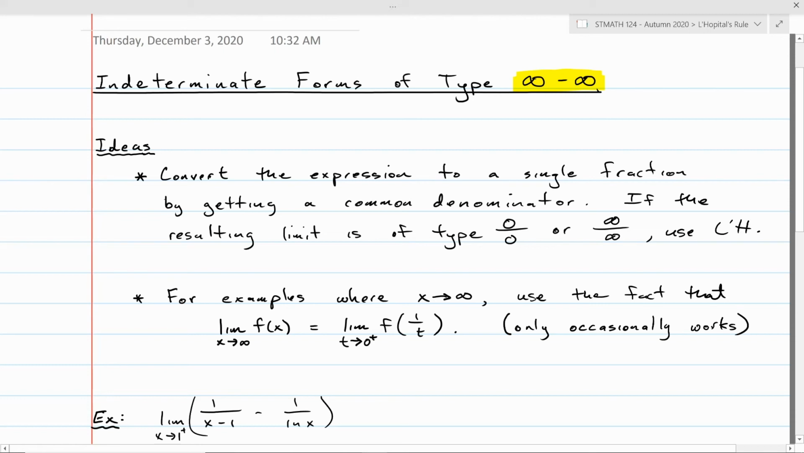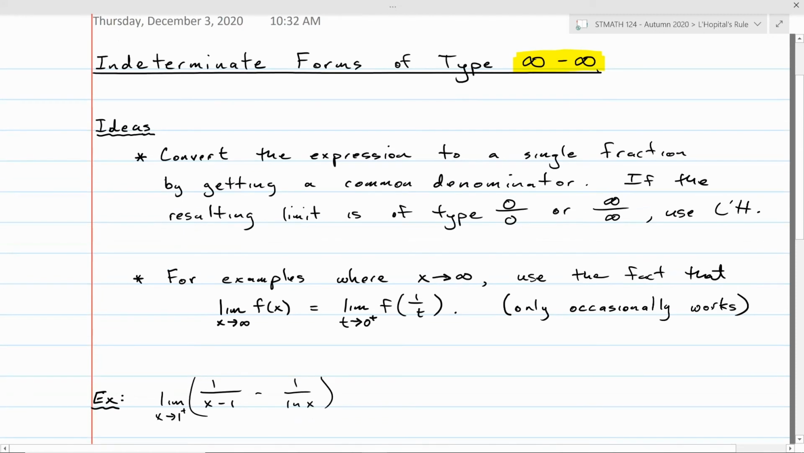And so you could get positive infinity or negative infinity, or it could be that they're both going to infinity at roughly the same rate, in which case that difference is going to sort of average out to some number like 3 as x gets close to whatever value it's approaching. There are a couple of ideas about how to handle these types of things. The first one, and what I feel is the most common way to do it, is to take the expression and convert it to a single fraction, maybe by getting a common denominator or maybe by multiplying by a conjugate sort of trick.